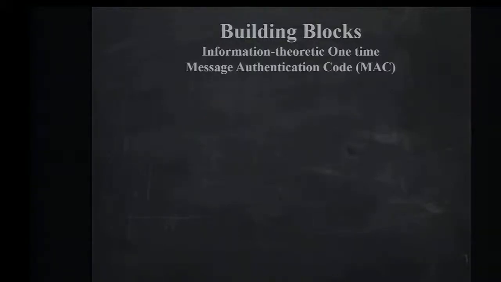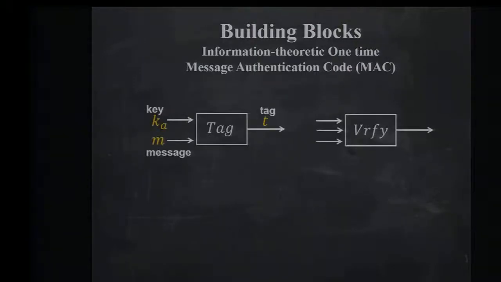The next building block is something called an information theoretic one-time message authentication code. Think of it as an information theoretic variant of a digital signature. To set up notation, it's a keyed primitive, so there's a key, the authentication key, and there's a message, and it's going to come up with a tag. There is a corresponding verify procedure which takes the key and the message and the tag, and it outputs 0 or 1 depending on whether the verification went through.